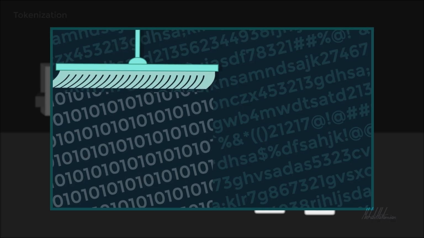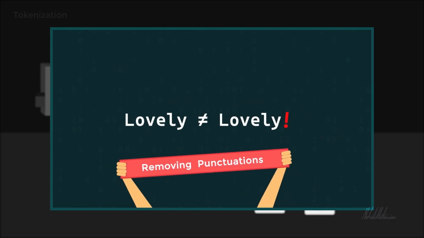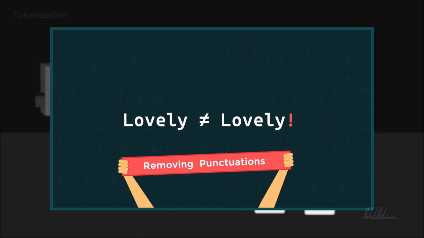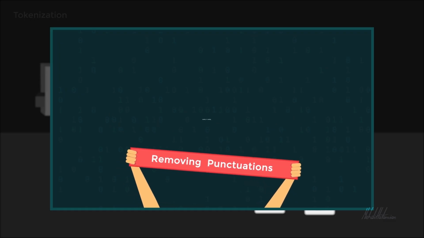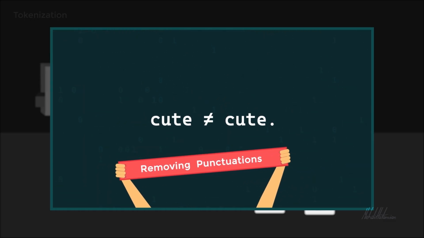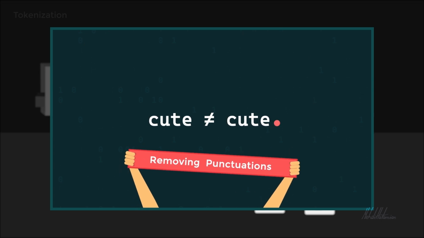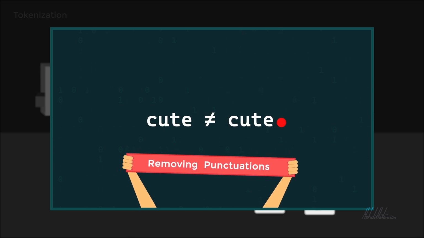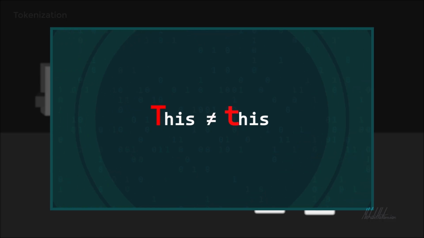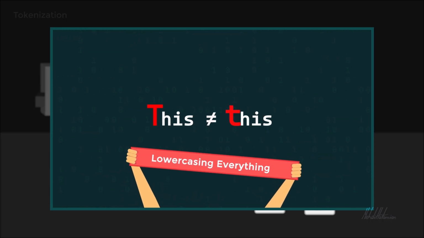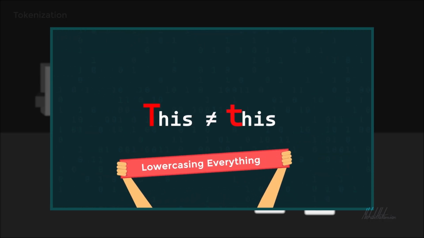We should note that computers don't understand language the way we do. For example, to us, lovely with and without an exclamation mark mean the same, but the machine sees them as two completely different strings. Similarly, we might have a dot right after a word like cute, or we might have a capitalized word. Normalization isn't as simple as it sounds.